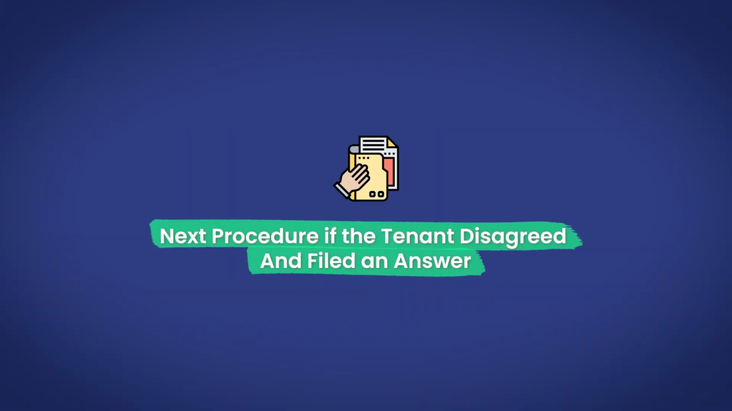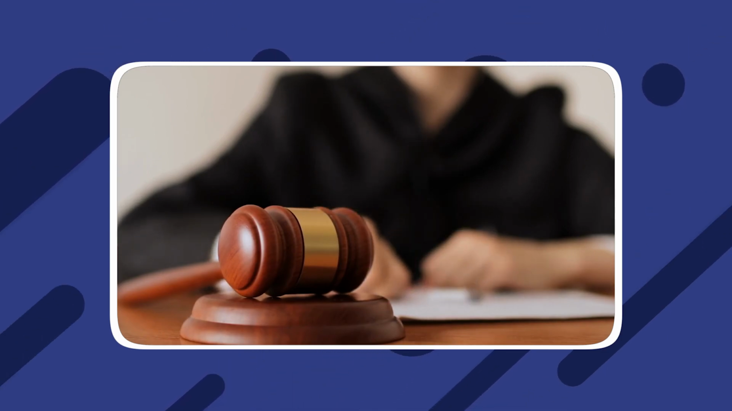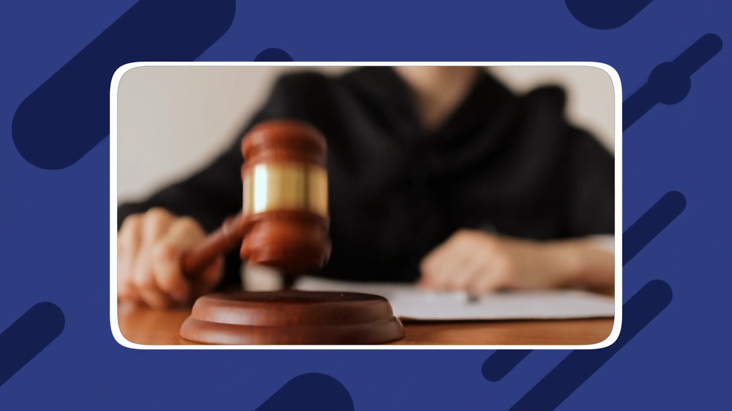Next procedure if the tenant disagreed and filed an answer. Filing an answer is necessary for an eviction hearing to be held or scheduled. Should the tenant be unable to attend the hearing, the judge may issue a default judgment in favor of the landlord.